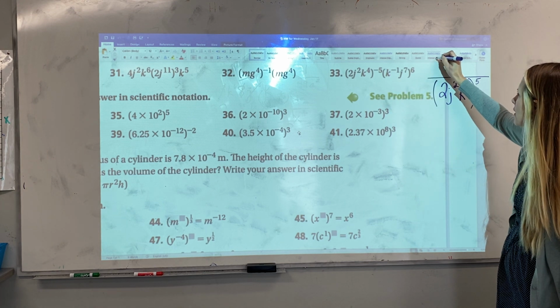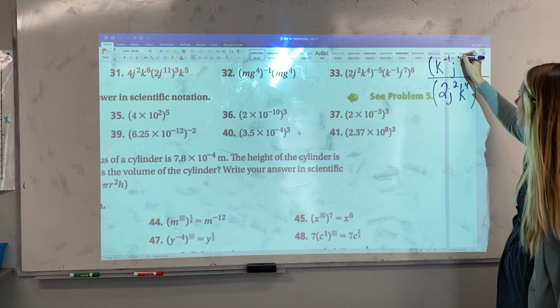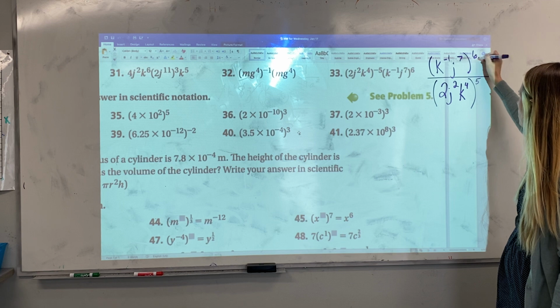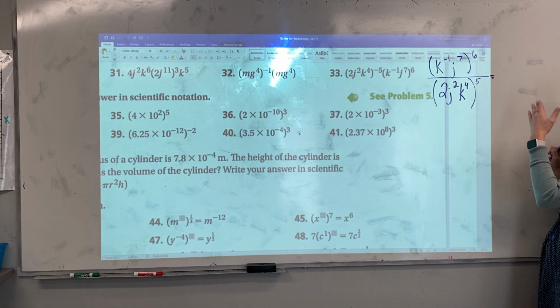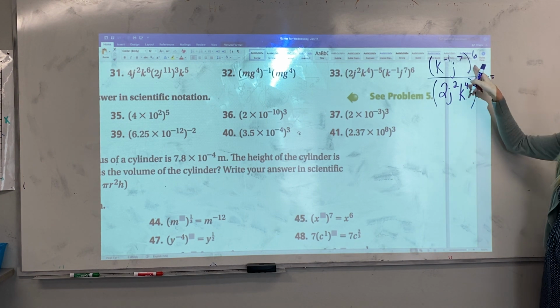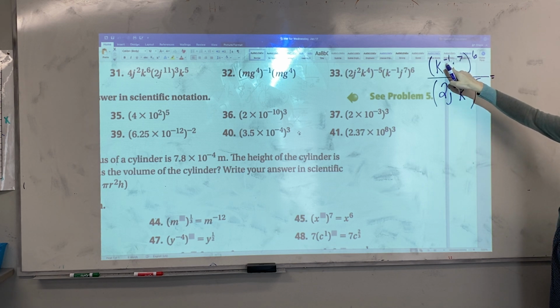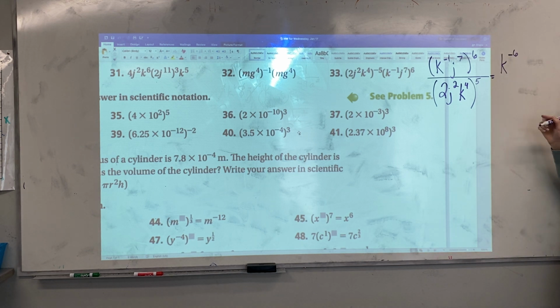So we have k to the negative 1, j to the 7, all to the 6th power. We might have to adjust later, but first we're going to use our power to a power rule. How do we simplify the numerator part? k to the negative 1 to the 6th is k to the negative 6. I'm going to leave it here for a second and move it later. j to the 7th to the 6th power: you're multiplying, so j to the 42.